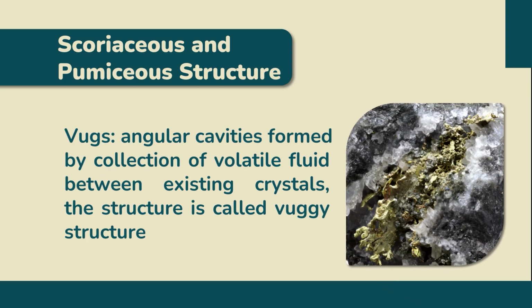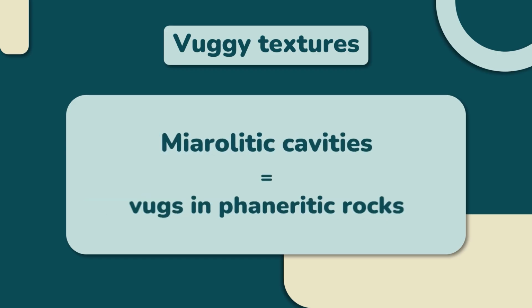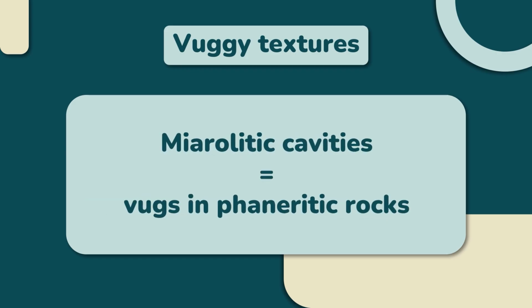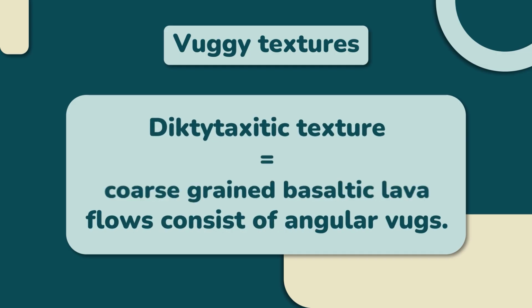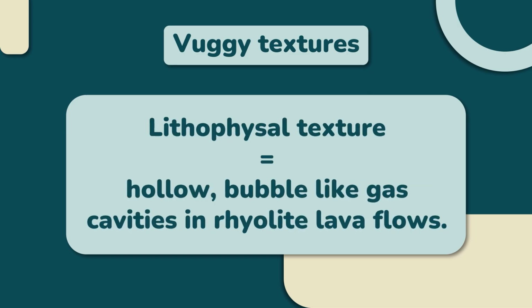What are vugs? Angular cavities formed by collection of volatile fluid between existing crystals. The structure is called vuggy structure. Vuggy structure can be of four different types. Vuggy fabric, which is angular vugs between crystals. Miarolitic cavities, vugs in phaneritic rocks. Dictytaxitic texture, where coarse-grained basaltic lava flows consist of angular vugs. Lithophysal texture, hollow bubble-like gas cavities in rhyolitic lava flows.